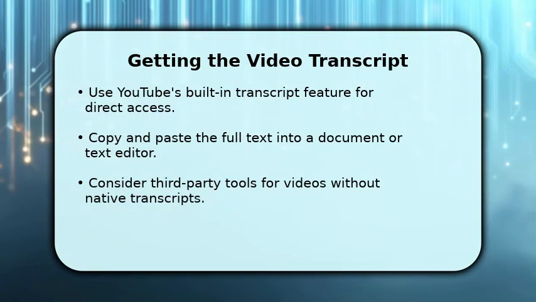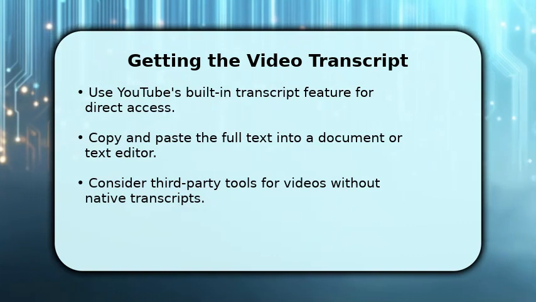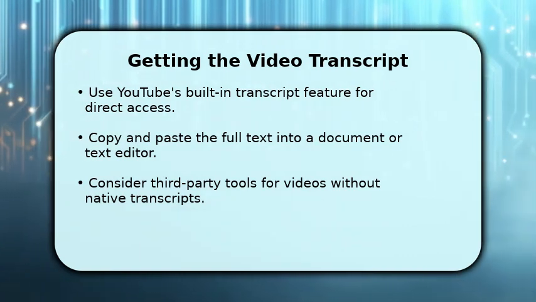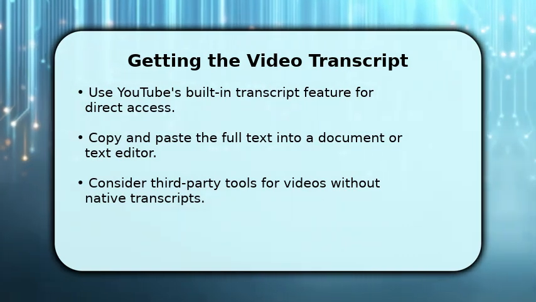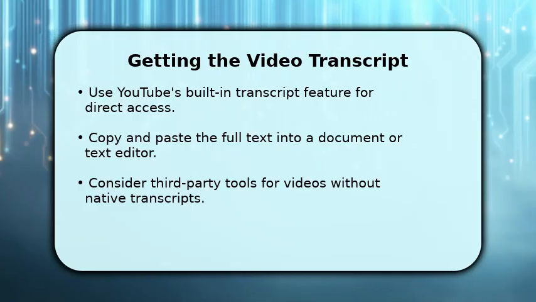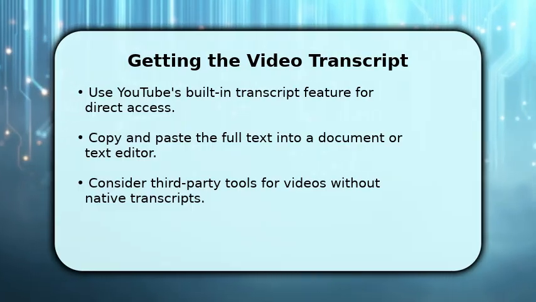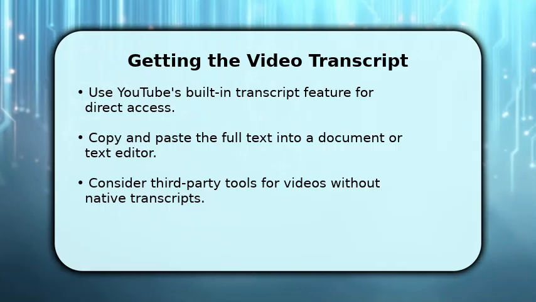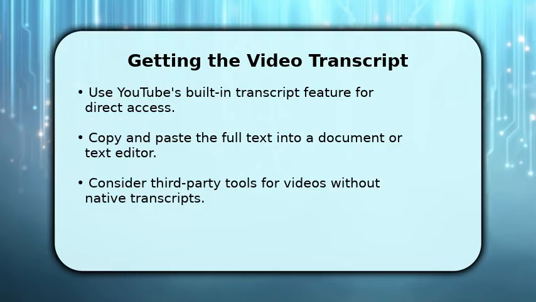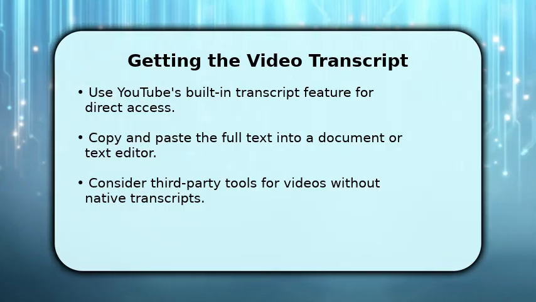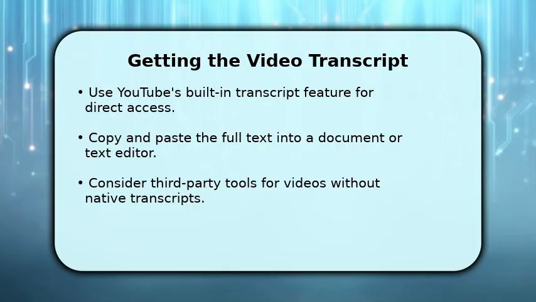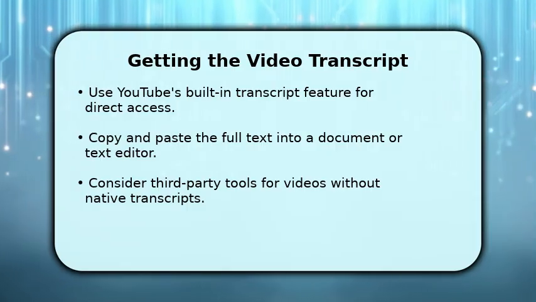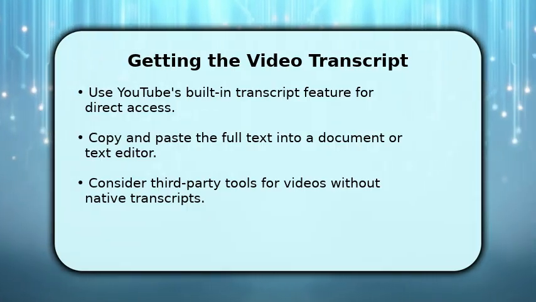First, you need the video's transcript. Many YouTube videos offer a built-in transcript feature, usually found under the three dots menu. Simply copy this text. If a transcript isn't available, consider using a reliable third-party service to generate one. Ensure the text is clean, removing any timestamps or speaker labels so ChatGPT can process it smoothly. This step is crucial for accurate summarization.